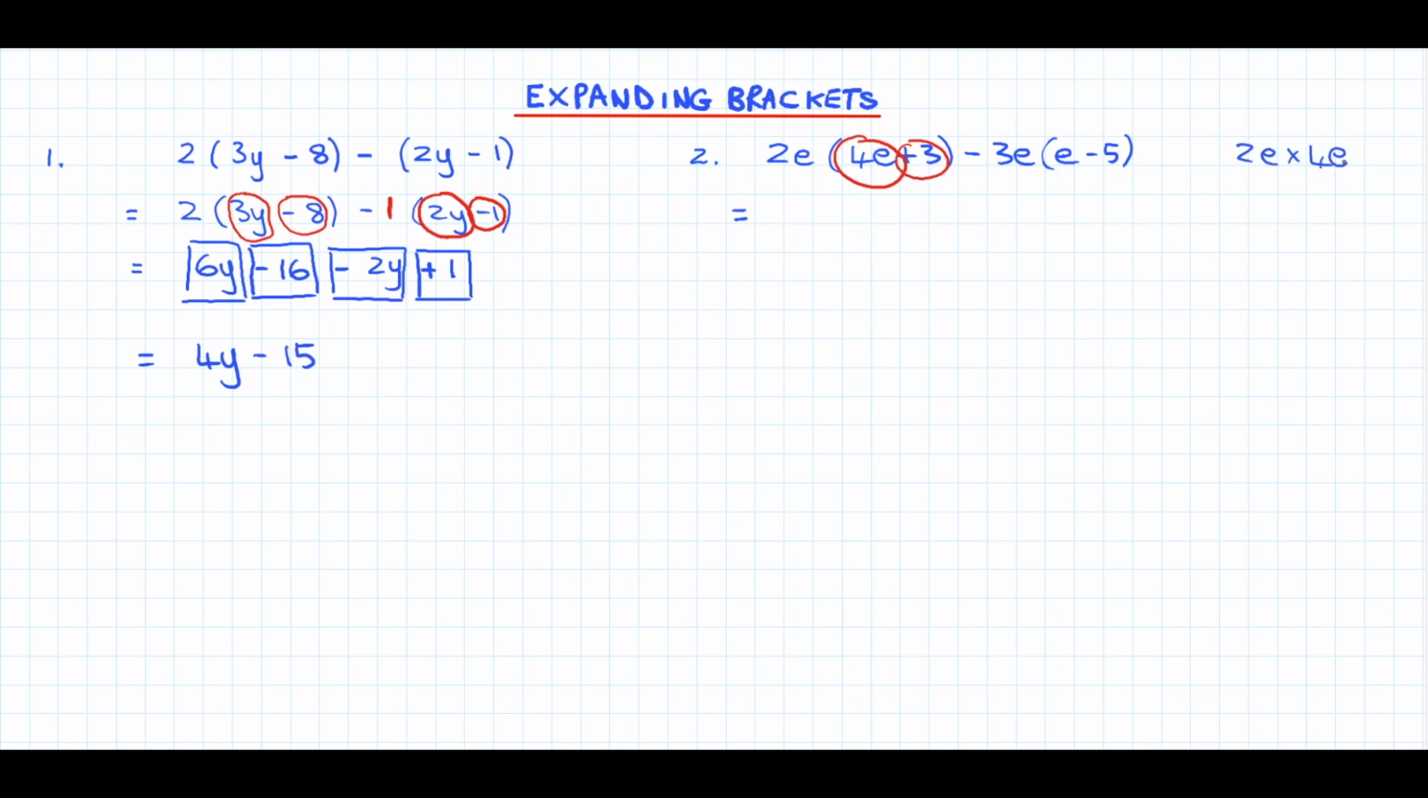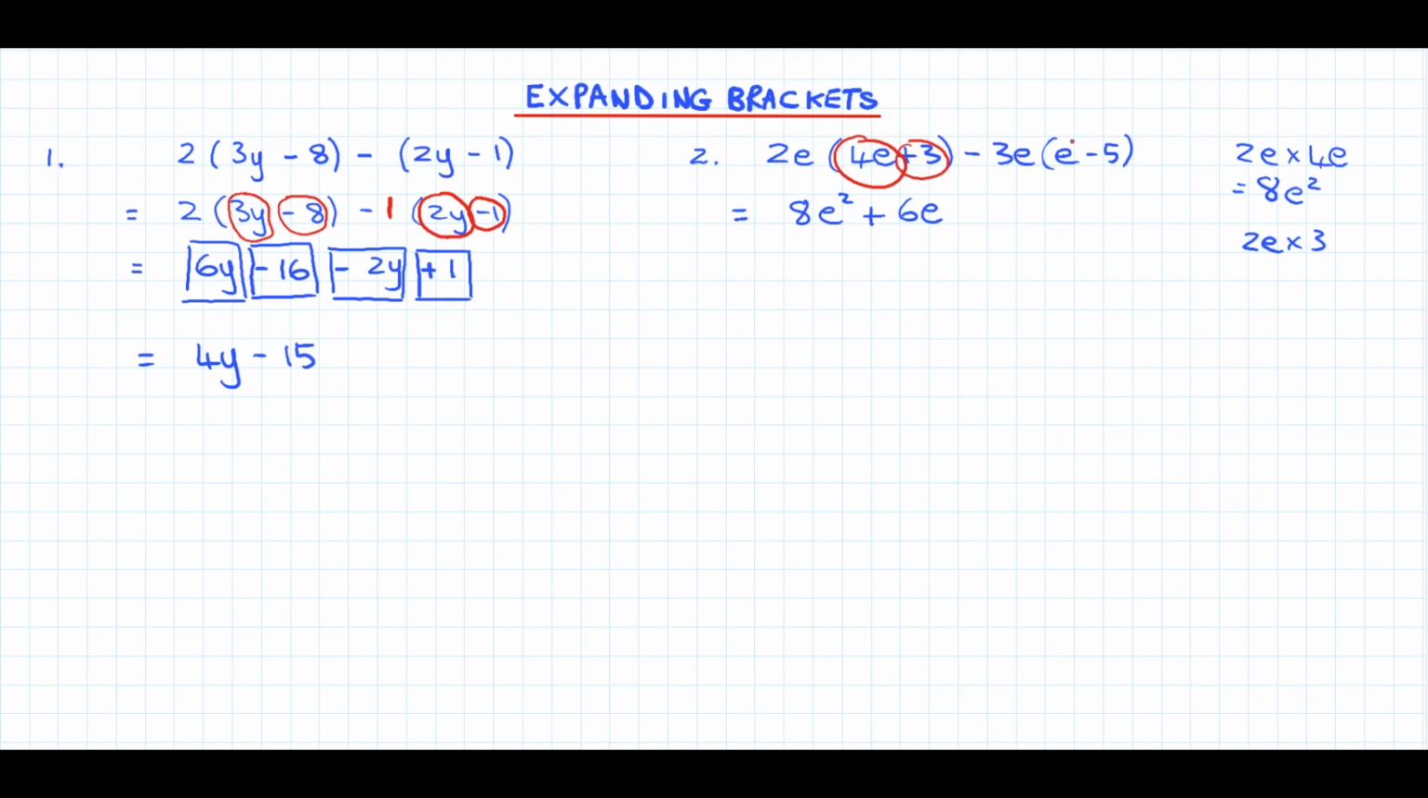Remember, 2 times 4 is equal to 8. E times e is equal to e squared. So that would be 8e squared. 2e times plus 3. 2e times 3 is equal to plus 6e. So plus 6e.